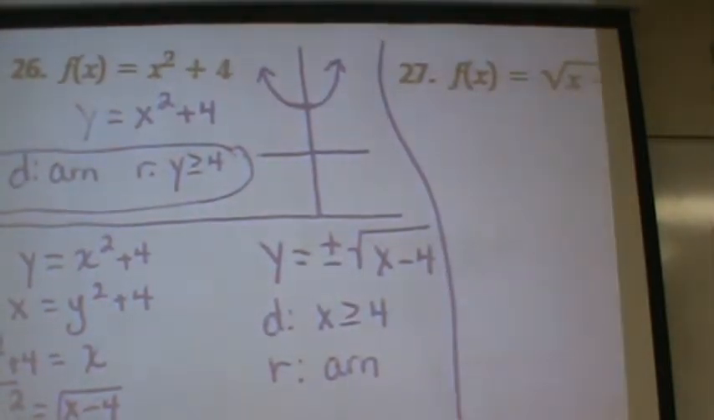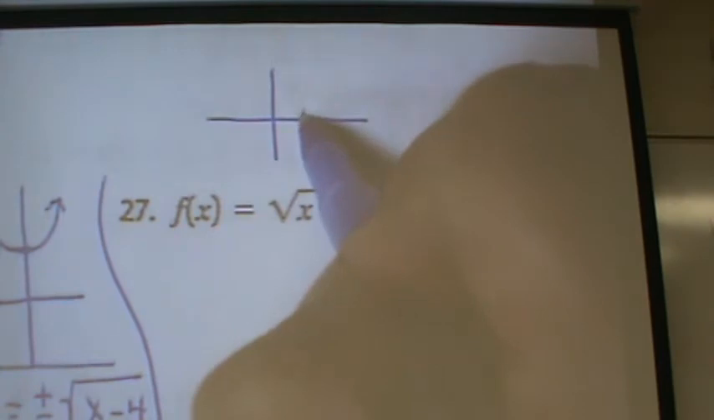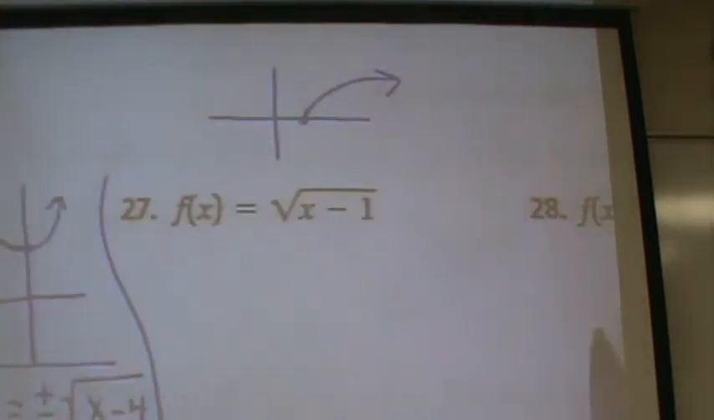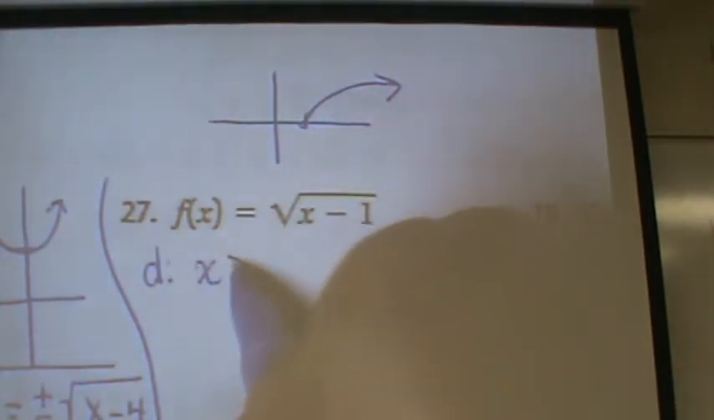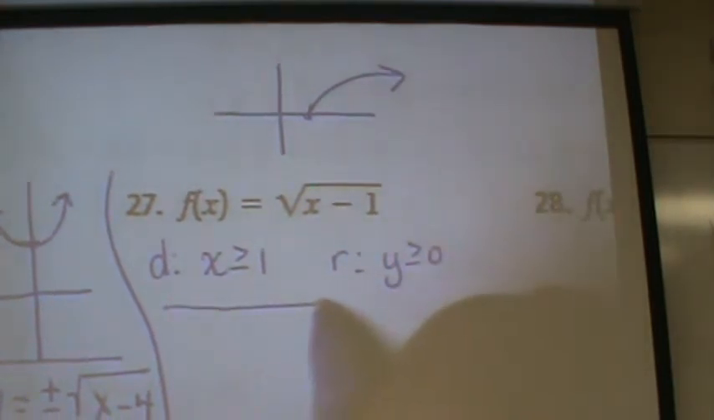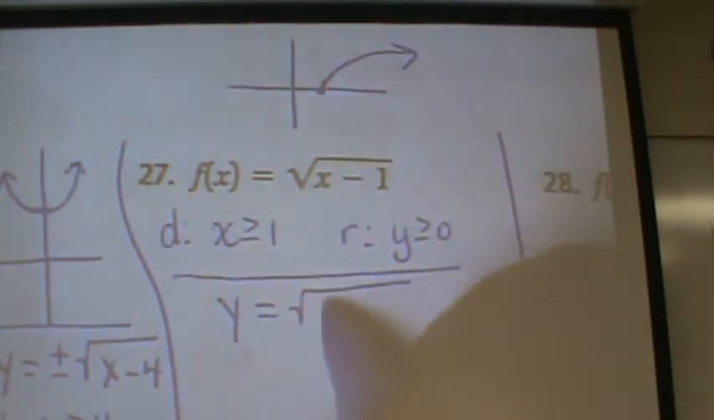For 27, this graph looks like it's 1 unit over. It's like a rocket. The domain on this is x is greater than or equal to 1, and the range is y is greater than or equal to 0. So when you do the inverse of this, you start off with y is equal to root x minus 1.